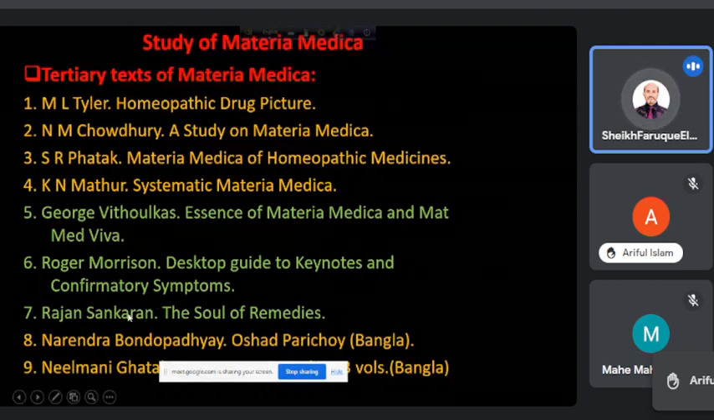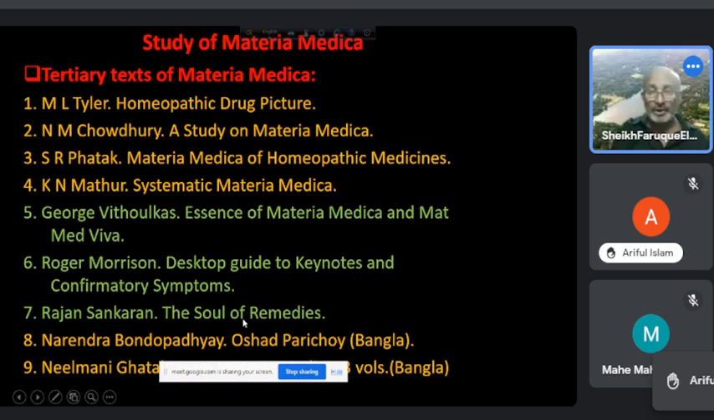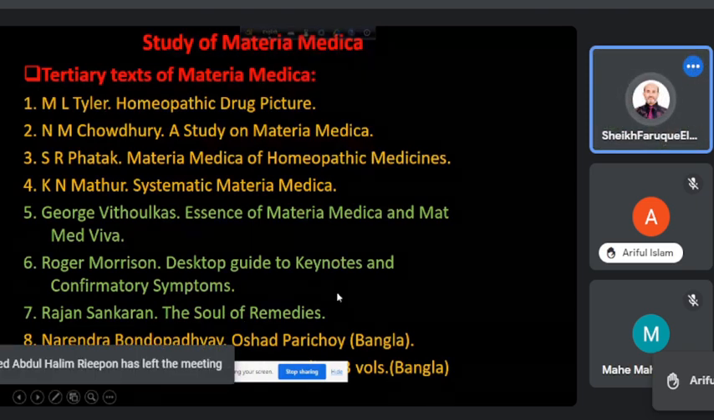You may read or may not read the sensation method, but don't miss reading his small book Soul of Remedies. It is like other keynote books. It's a keynote book and it's very important, a very good, small book. You can study a medicine in little time from this book.